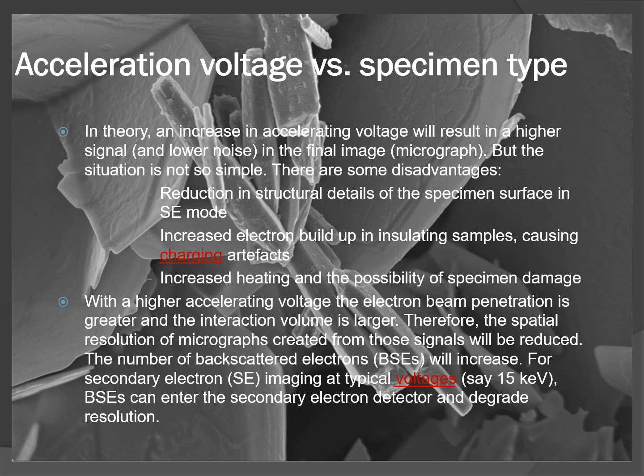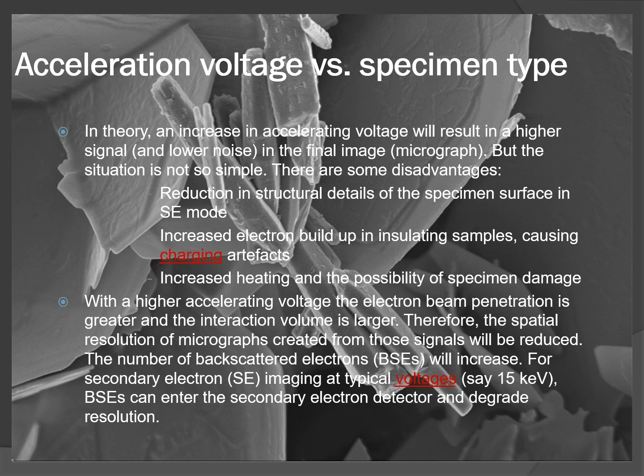Accelerating voltage versus specimen type. In theory, an increase in accelerating voltage will result in a higher signal or lower noise in the final image or micrograph. But this situation is not so simple. There are some disadvantages. For example, reduction in structural details of the specimen surface in secondary mode, increased electron buildup in insulating samples, causing charging artifacts, increased heating, and the possibility of specimen damage.